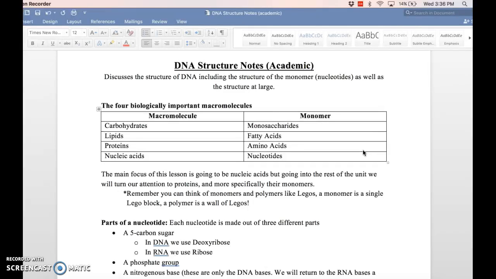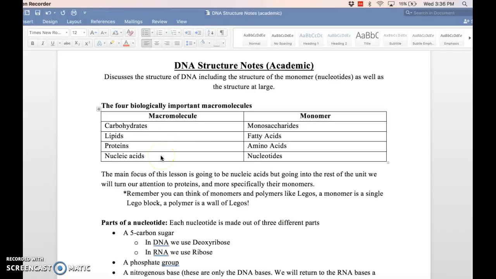So before we can talk about DNA structure specifically, we have to talk about the 4 biologically important macromolecules. Macromolecules are things that are super important molecules. That's why they're called macromolecules. Macro is going to stand for either very large or very important. So our 4 major macromolecules are carbohydrates, lipids, proteins, and nucleic acids.